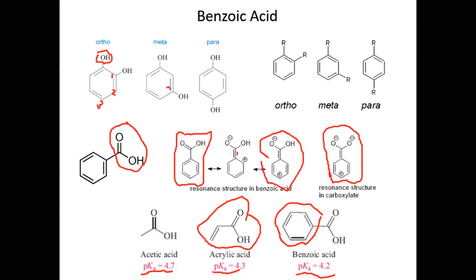When the group is at 2, it's called meta, and when the group's at 3, it's called para. Now with benzoic acids and their derivatives, it gets kind of hairy kind of quick. So we're only going to be looking at very simple systems. Again, apples to apples, we're comparing acid strength.